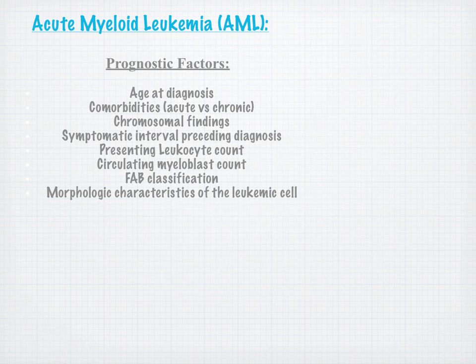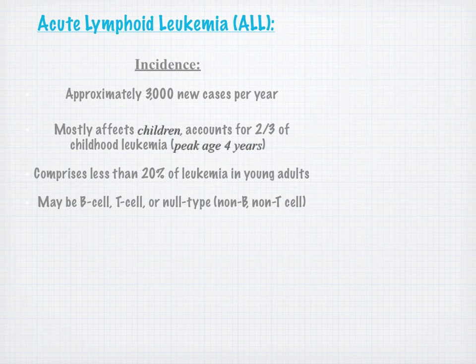Okay, the prognostic factors depend on a lot of stuff. So age at diagnosis, what kind of comorbidities a person has, what are the chromosomal findings, what is the presenting leukocyte count, what is the circulating myeloblast count. These are all things that are going to account for prognosis.